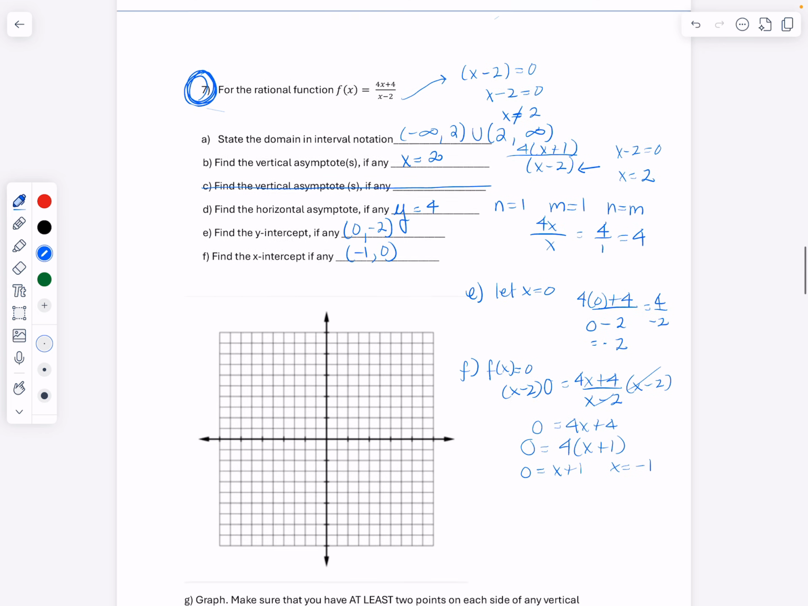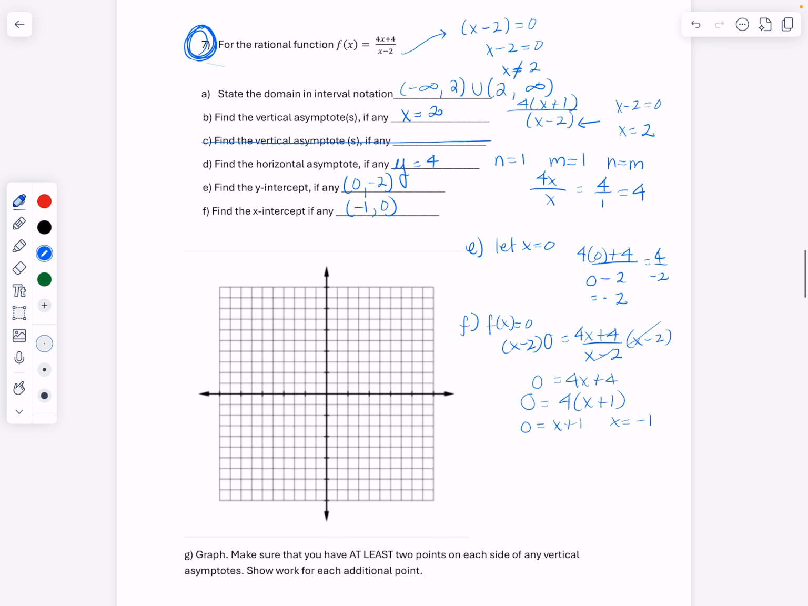So now I'm ready to put these values in. The vertical asymptote is x equals 2. The horizontal is 4. So what I'm going to do is go by units of 1 because we have enough room to do this. So I'm doing 1, 2, 3, 4, 5 on each axis. Now I'm going to put the negatives in.